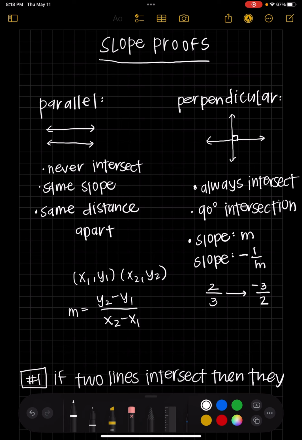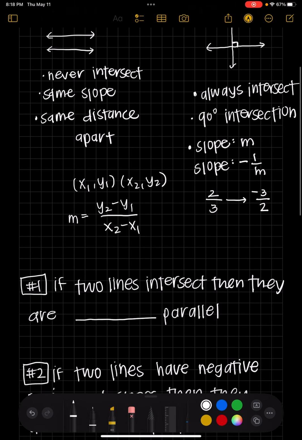So for this self-check, I'm going to be asking you a couple of vocabulary questions, but I'm also going to ask you to prove that lines are parallel or prove that lines are perpendicular. And in order to do that, we're just going to use the slope formula. So let's go through some of the vocabulary questions first.